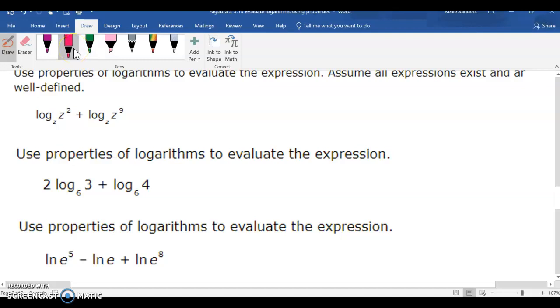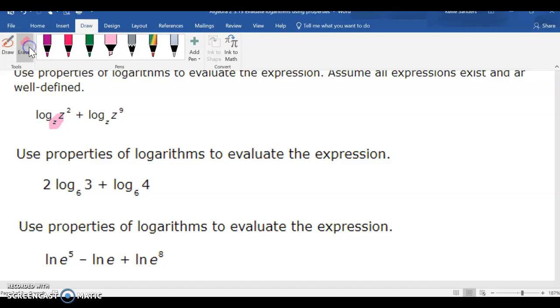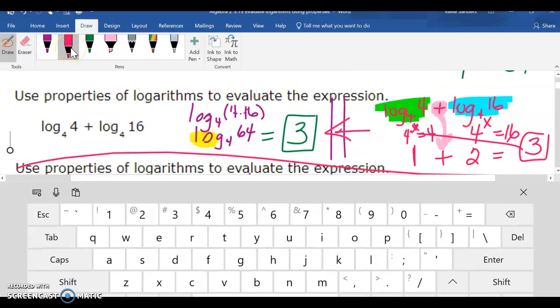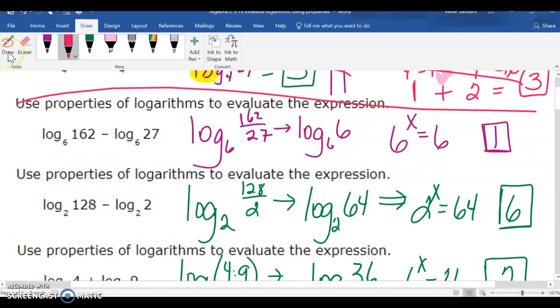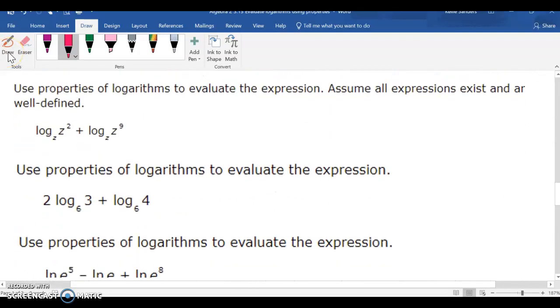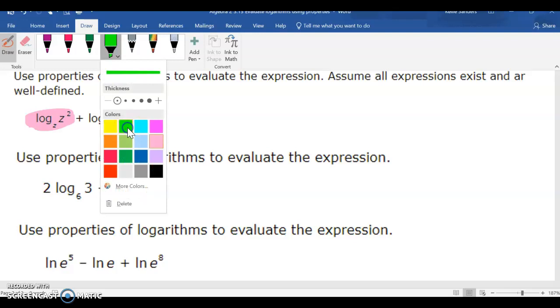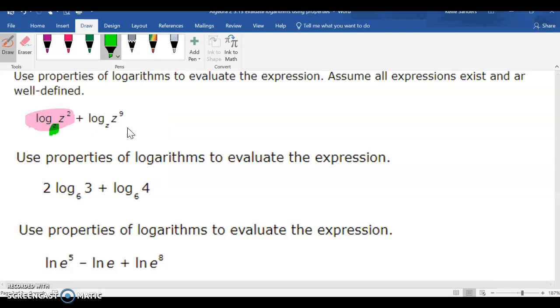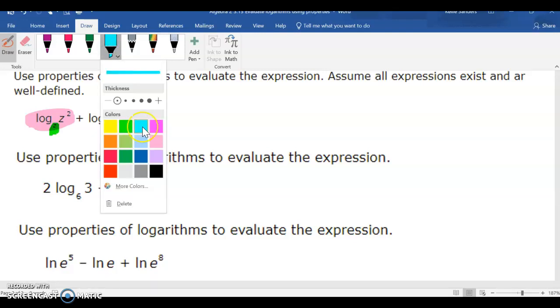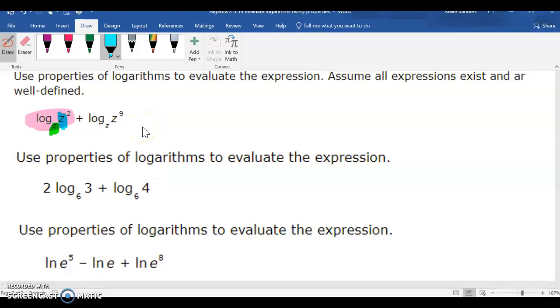Okay, shortcut. Let me back up. Which of these is the base? It's kind of a trick question. This z is the base because it's a log problem. This z is a base because it has an exponent.